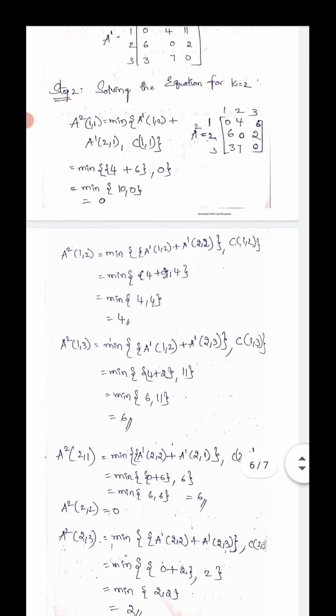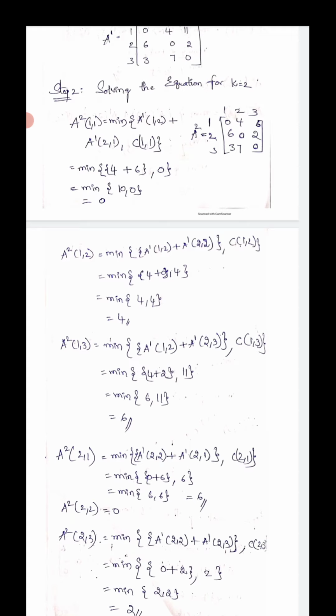If you look at the A1 cost adjacency matrix and do the problem here, the minimum of A power 1 of (1,2), which is first row, second column, with value 4, plus A power 1 of (2,1), which is second row, first column, with value 6, and C of (1,1), where there is no direction, so it is 0. So 10, 0. Which one is the minimum? The minimum is 0.